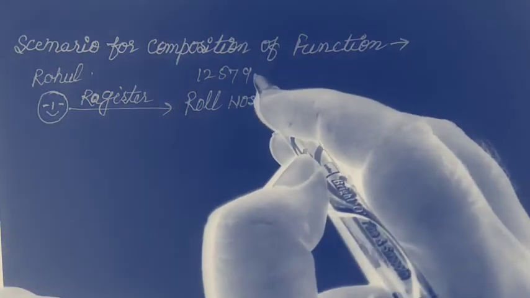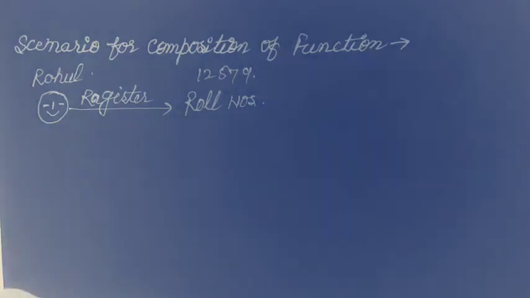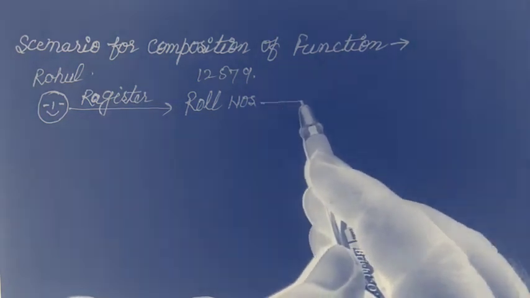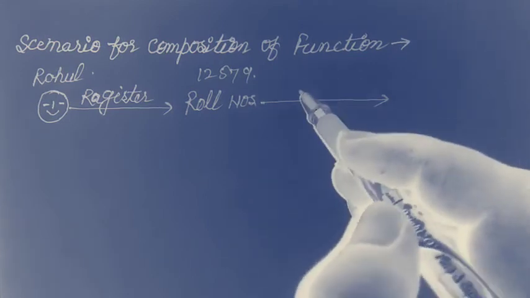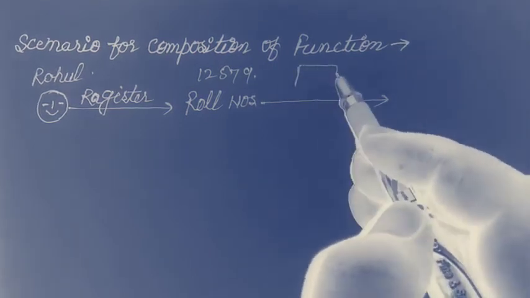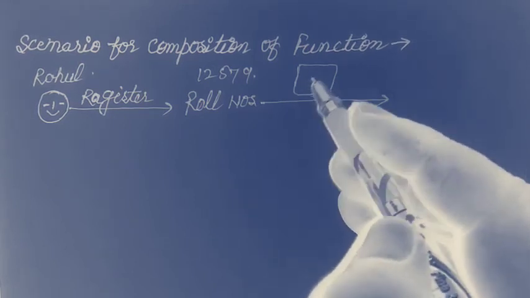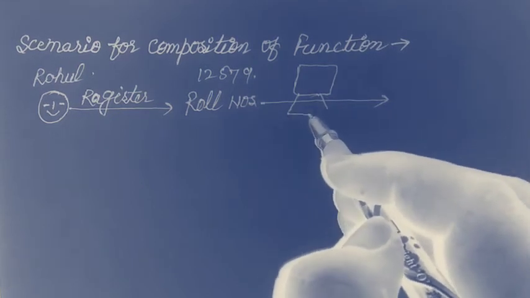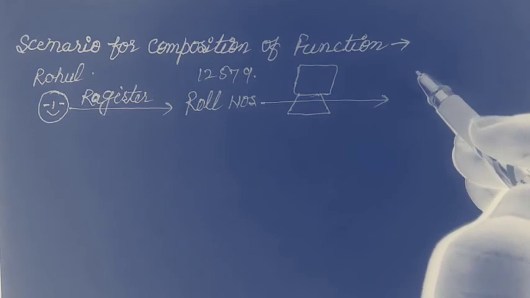And thereafter we need a system, and in the system we put the roll number, on the CBSE website or another website, then we get marks here.